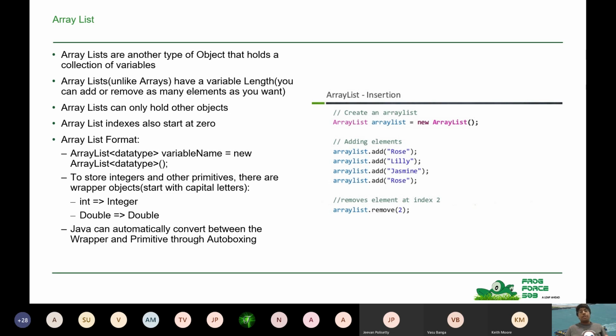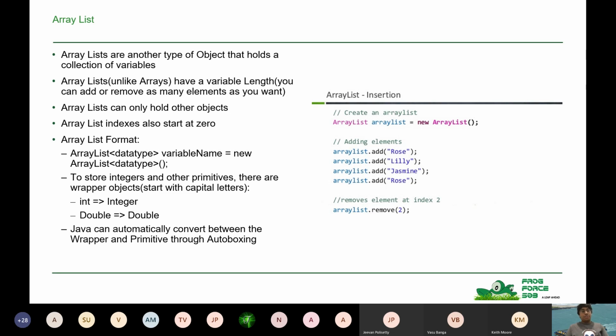So when you're creating an array list and you specify the data type, you won't say int, you'd say Integer, then the variable name, and then new ArrayList. Even though you're using a wrapper object, you don't actually have to worry about it, because Java automatically converts between the wrapper and the primitive. So I don't have to create a new Integer object. I can just add an int directly, and it automatically converts it to an Integer.